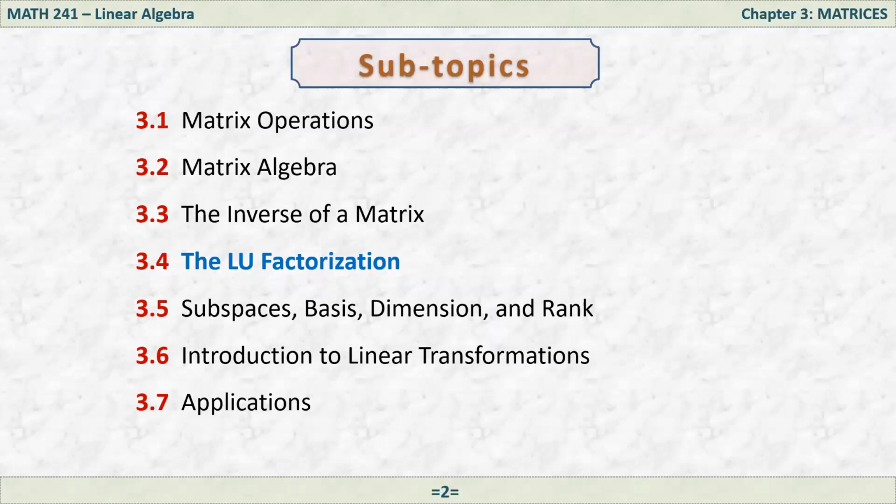Okay, guys, let's continue. So we were talking about the LU factorization of a matrix. We are going to consider another case here where row interchanges are necessary during Gaussian elimination. And after that, I will finish the class for today. Maybe if I have time, I will solve some problems and share with you. And tomorrow we will talk about 3.5 subspaces, basis, dimension, and rank.